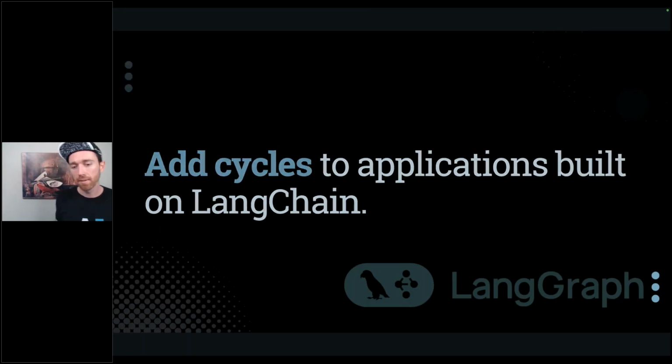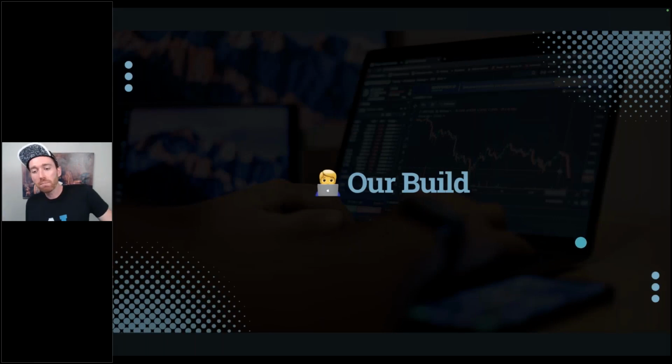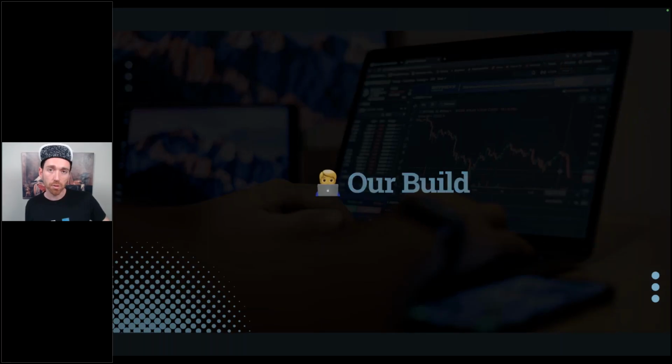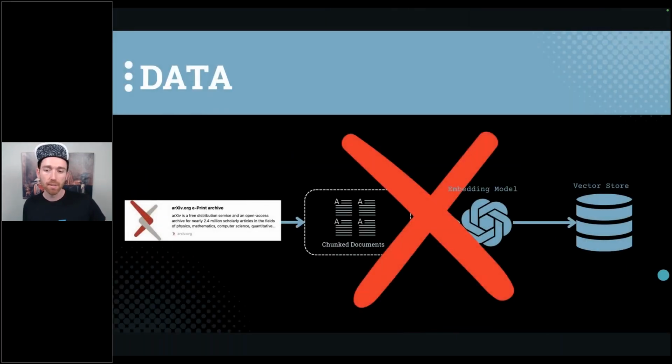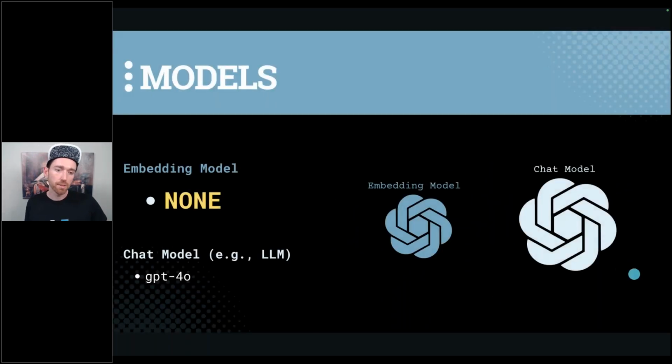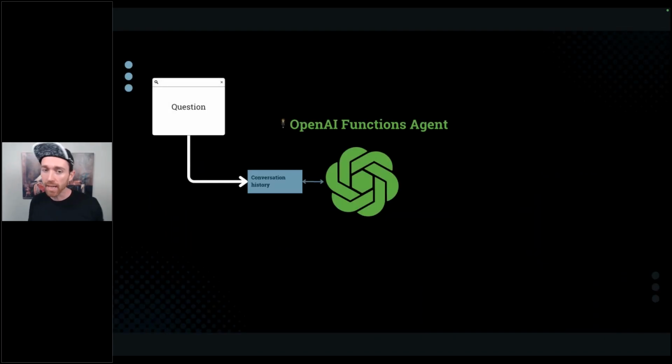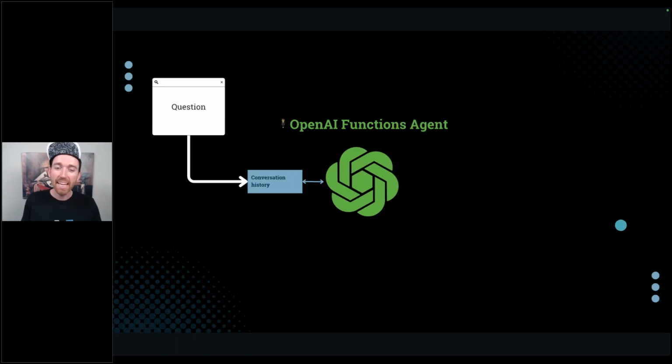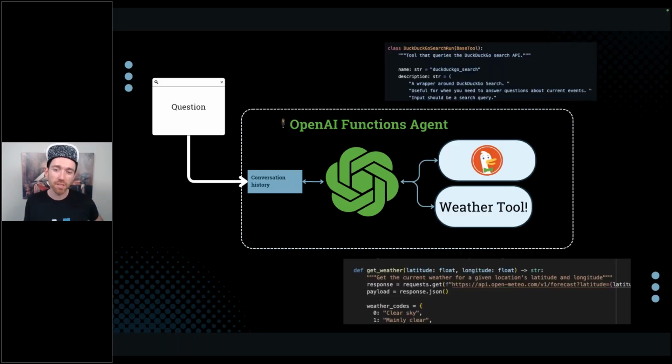And so what we'll build today is we'll build something pretty cool. Now, we're not going to set up any simple RAG system or chunk up any data, and we're not going to use any embedding models. We're just going to use a chat model, because what we can do is we can set up, each time we get a question that we want to answer, an agent. Let's call it the OpenAI functions agent. And that agent can go to two different tools. We'll have two tools today.